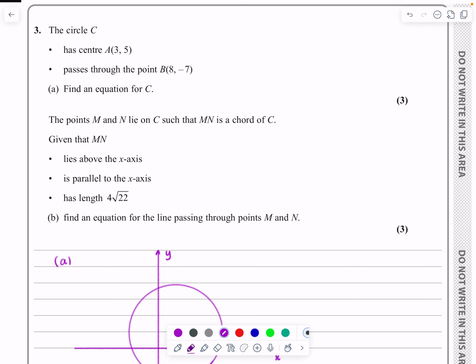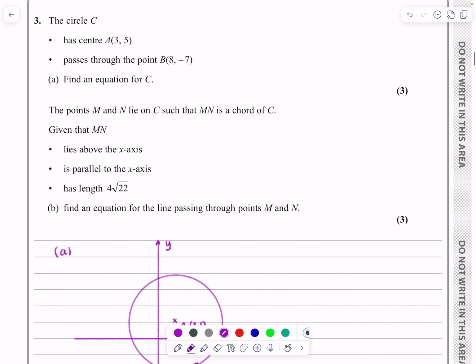Okay, this is the P2 paper from January 2024. It's question number 3, and this is a coordinate geometry question. In particular, it's the equation of a circle, and it's working out tangent and chord properties. Let's have a look at the question to see what we've got.